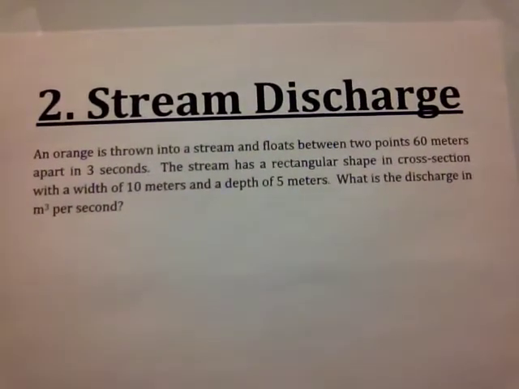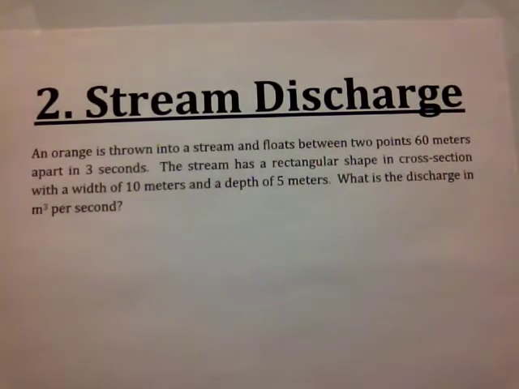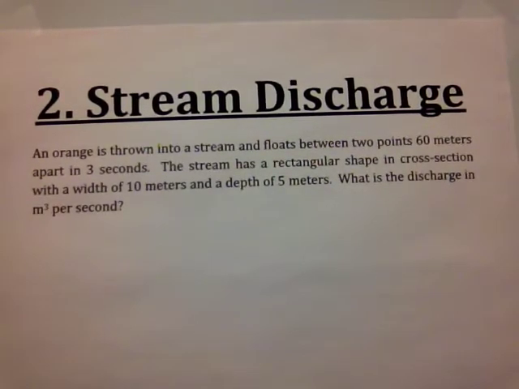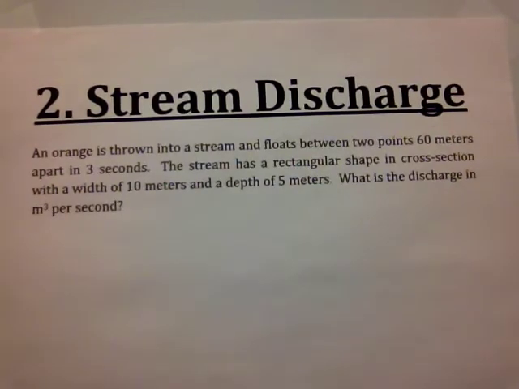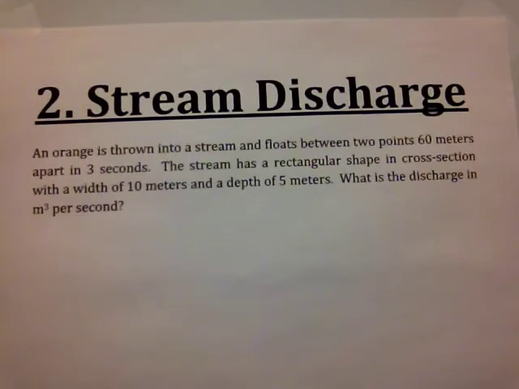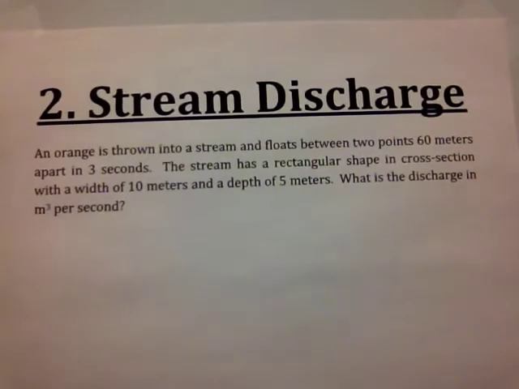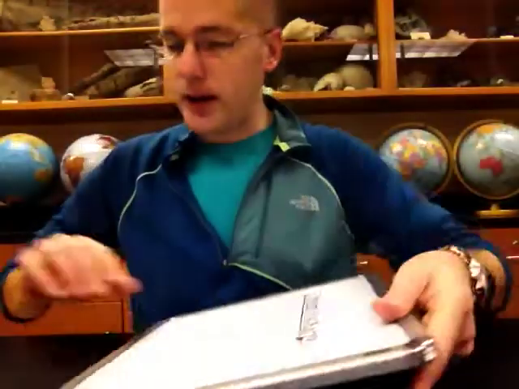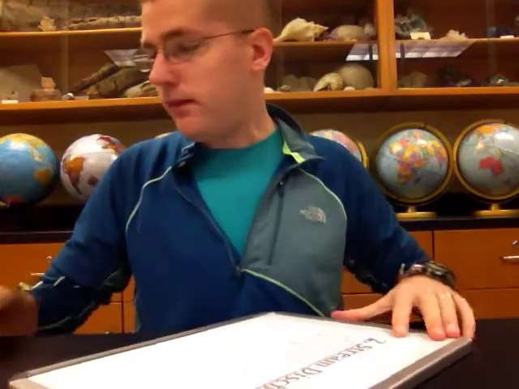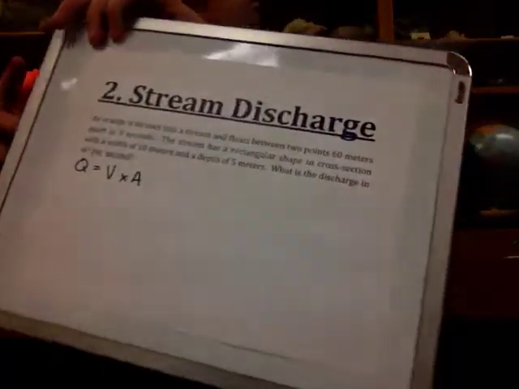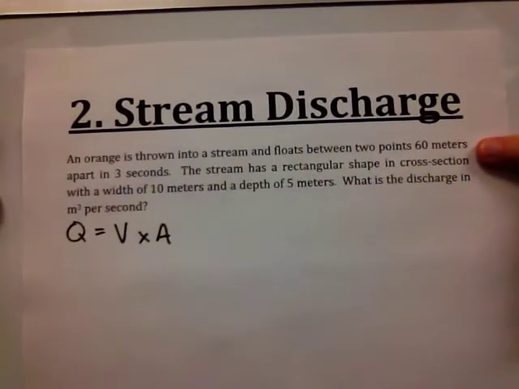An orange is thrown into a stream and floats between 2 points 60 meters apart in 3 seconds. The stream has a rectangular shape in cross-section with a width of 10 meters and a depth of 5 meters. What is the discharge in cubic meters per second? So let's go ahead and write our equation. Q equals V times A.